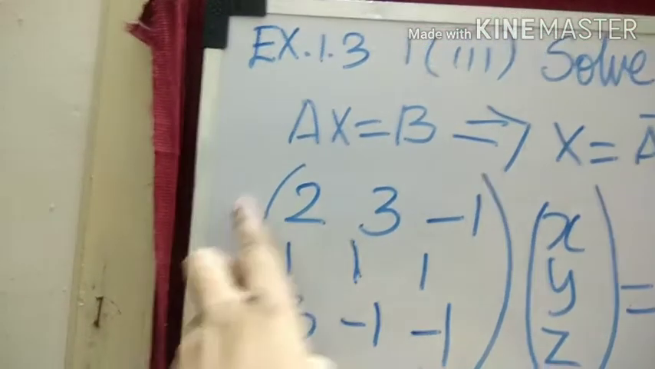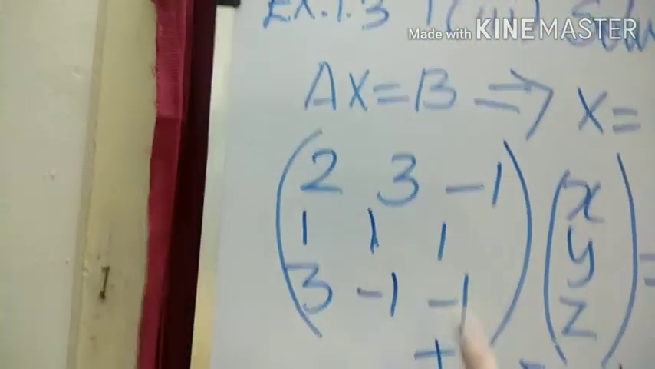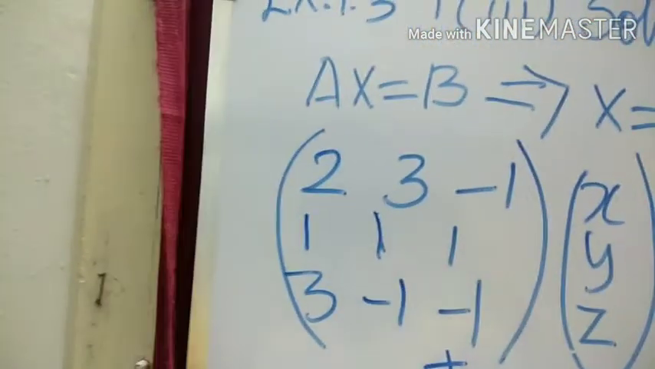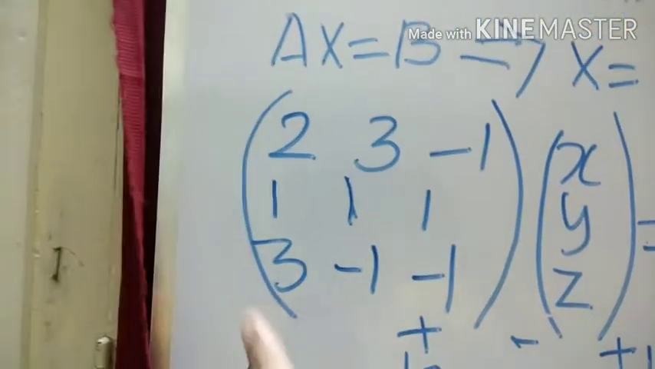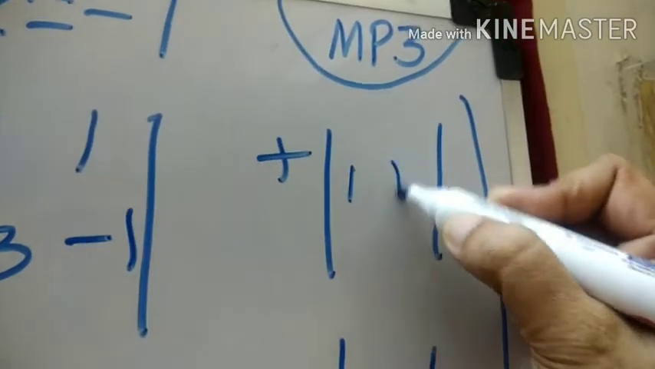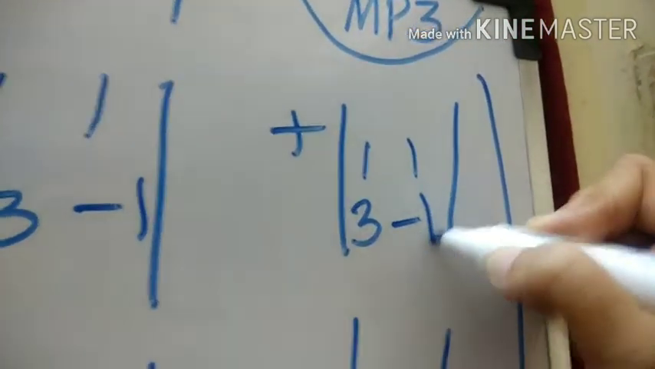Now we are going to fill up first row, third column. Here I am left with first row, third column. If I hide first row and third column, I am left with 1, 1, 3 minus 1. So we write 1, 1, 3 minus 1.